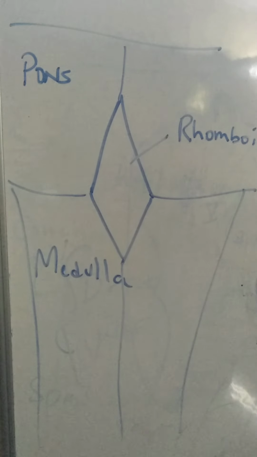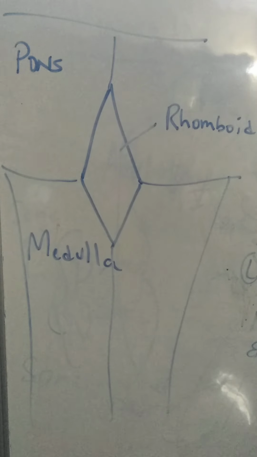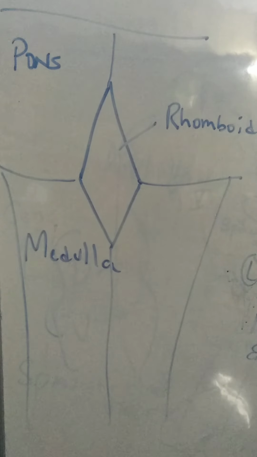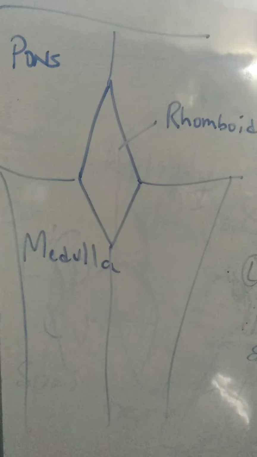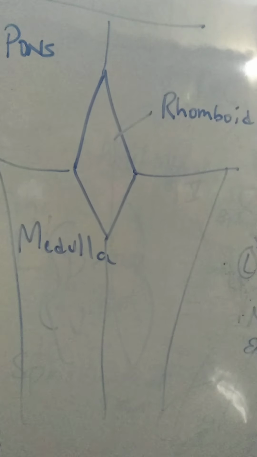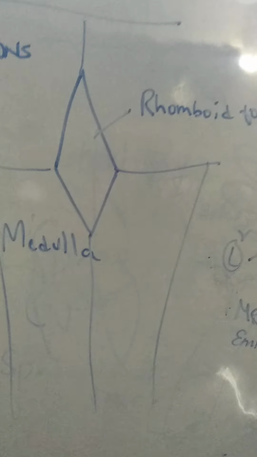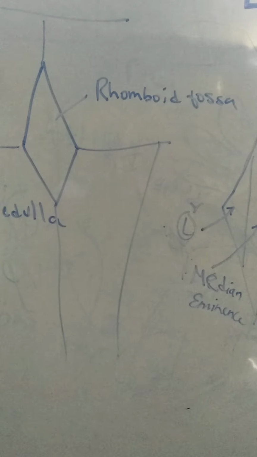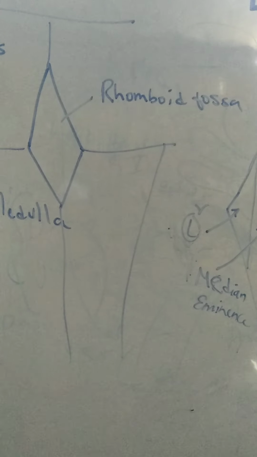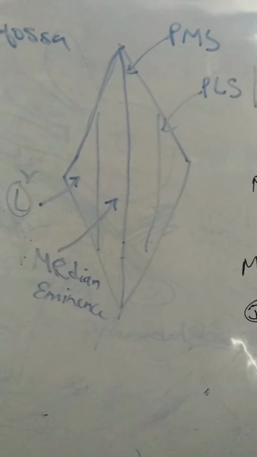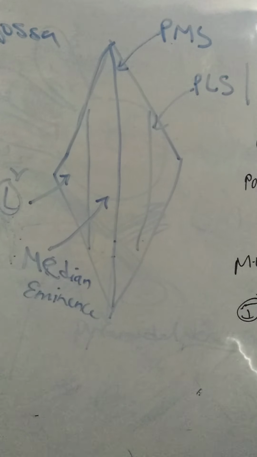So this rhomboid fossa is a diamond shaped fossa behind the pontomedullary junction. That is behind the lower pons and behind the upper medulla. So it is in the pontomedullary junction. This rhomboid fossa can also be called the floor of the fourth ventricle, which is the cavity of the brainstem.